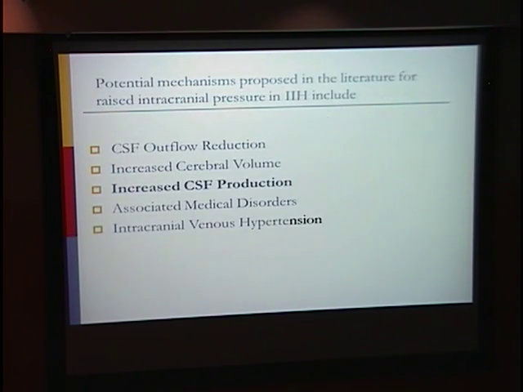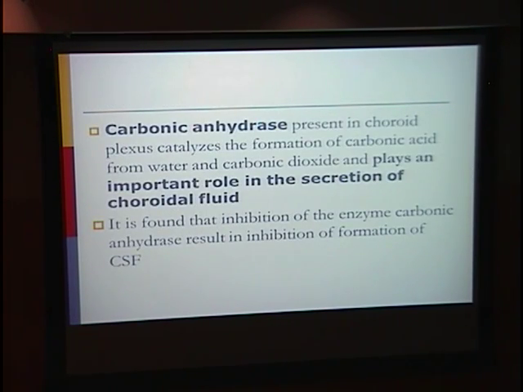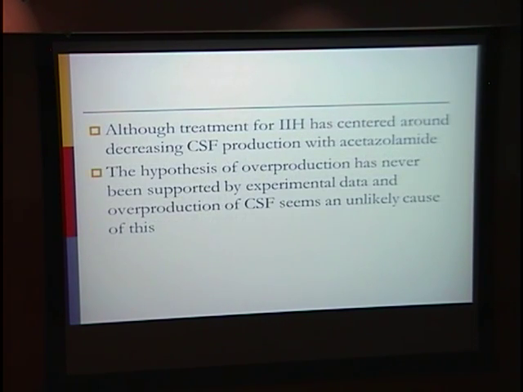So multiple theories, but no unifying hypothesis. One word regarding increased CSF production. We don't think, according to the literature, that there is increased CSF production, but the first drug we use is carbonic anhydrase inhibitor. This carbonic anhydrase is present in the choroid plexus and catalyzes the formation of carbonic acid from water and carbon dioxide and plays an important role in the secretion of choroid fluid. It is found that inhibition of the enzyme results in inhibition of formation of CSF.